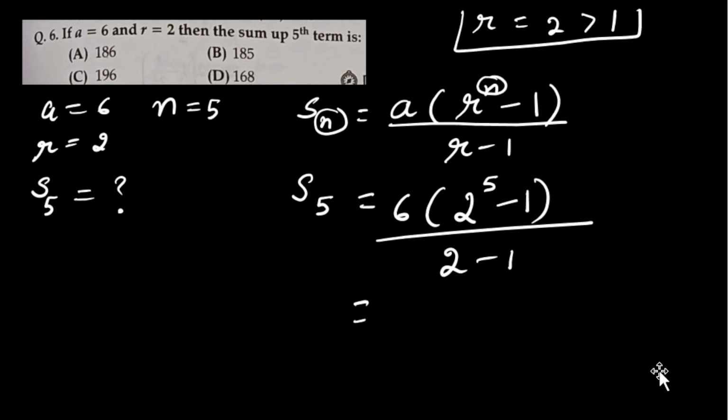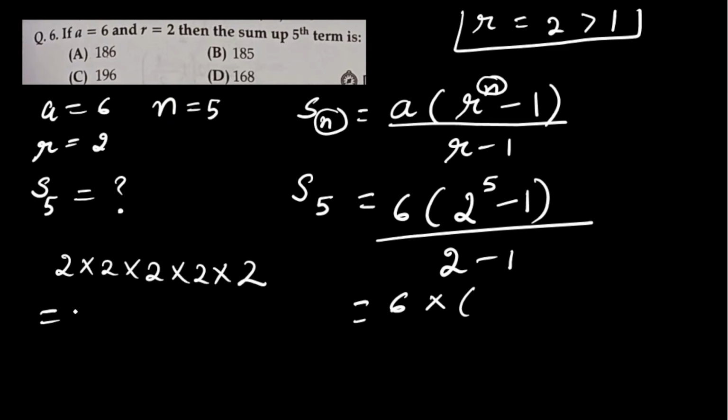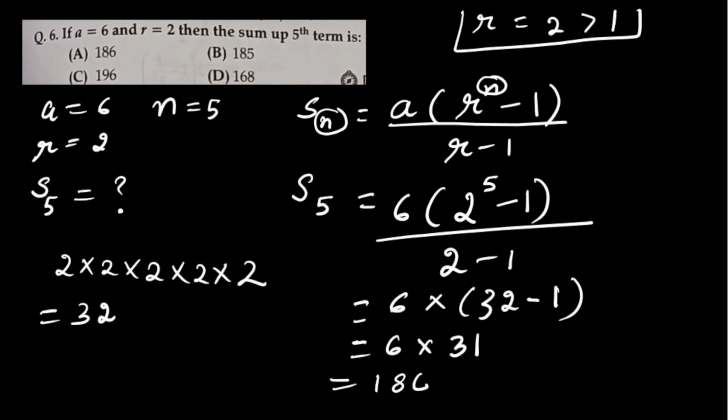Okay, so we were solving this. 6 into 2 to the power 5, which is 2 into 2 into 2 into 2 into 2, 5 times. If you multiply 2 five times, you will get 32. So here 32 minus 1, and 2 minus 1 is 1, so I am not writing it. So 6 into (32 minus 1), which is 31. When you multiply this, you will get the answer 186. Many of you have given the answer before me, good. So A option is the answer, 186.